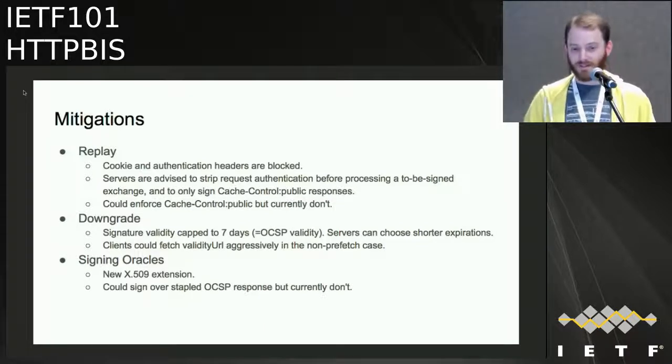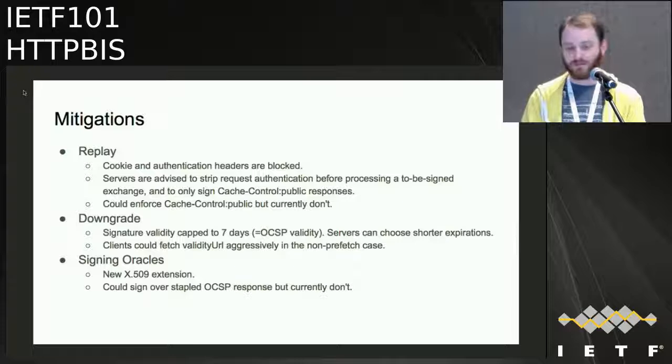Downgrade attacks are limited to 7 days. The validity window is a trade-off. People could have opinions that we should make it bigger or smaller. And there's a way to refetch signatures. So a client that wants to check if it's being downgraded could fetch that directly from the origin server.